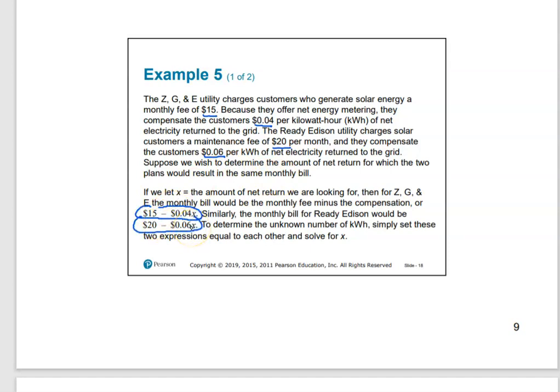Now, in this problem, it says we want to determine the amount of net return for which the two plans would result in the same monthly bill. So they're saying that they want to know what x would be that would make these two statements be the same. So what you would do is you would just set them equal to each other.